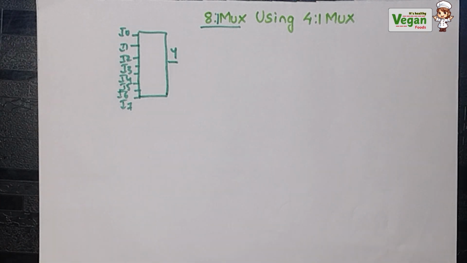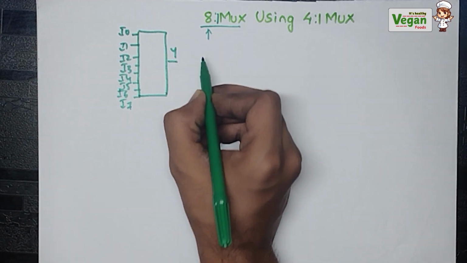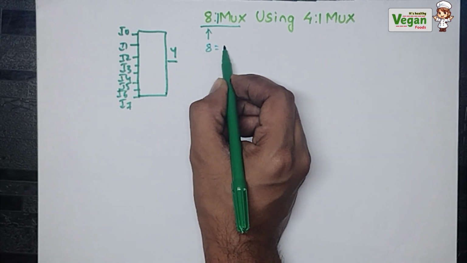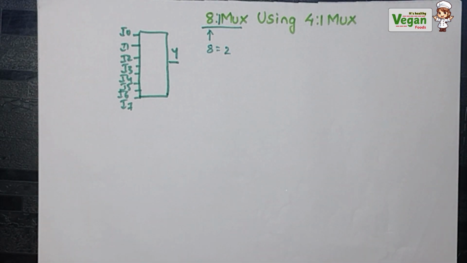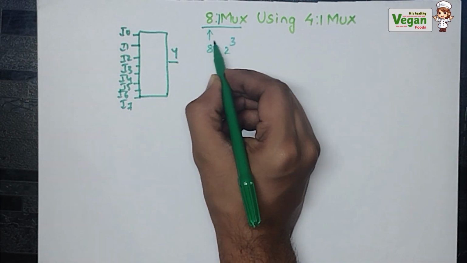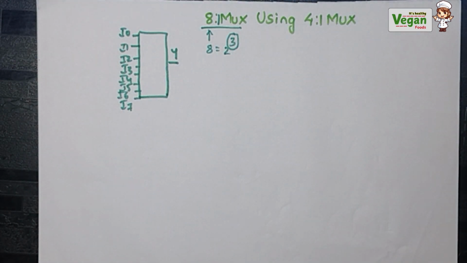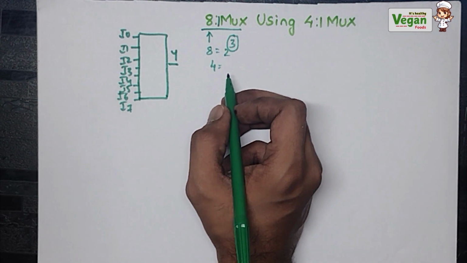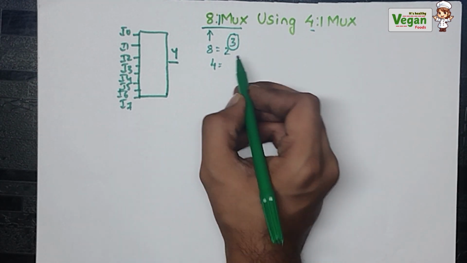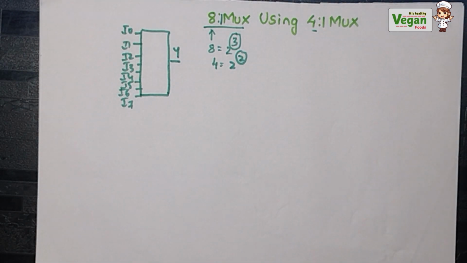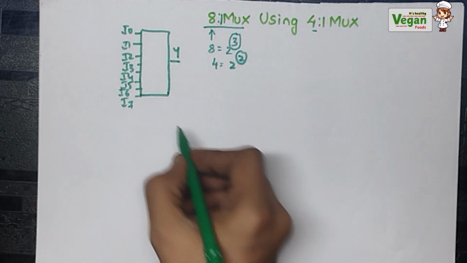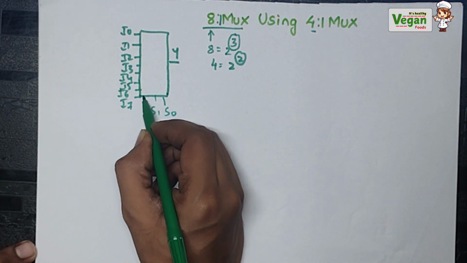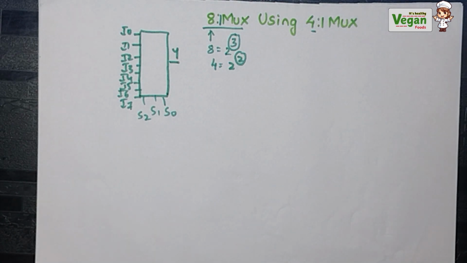So how many selective lines are required in an 8:1 multiplexer? What is the input value? That is 8. How can you represent 8? You must represent it in powers of 2. So 2 power 3 is 8. Therefore 3 selective lines are required. If it was a 4:1 multiplexer, 4 inputs will be there, no? How will we represent it? 2 power 2. So a 4:1 multiplexer needs 2 selective lines. So I will call them S0, S1 and S2. These are the selective lines of the 8:1 multiplexer.